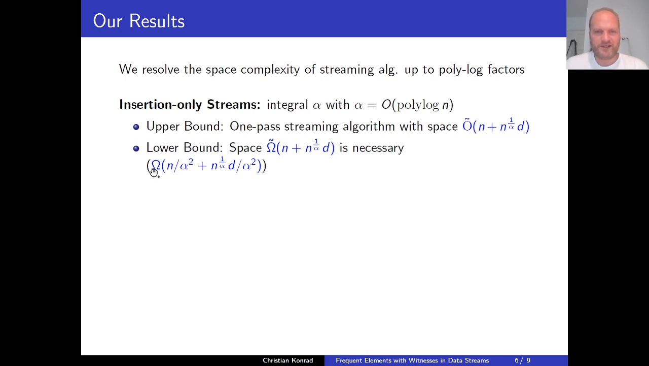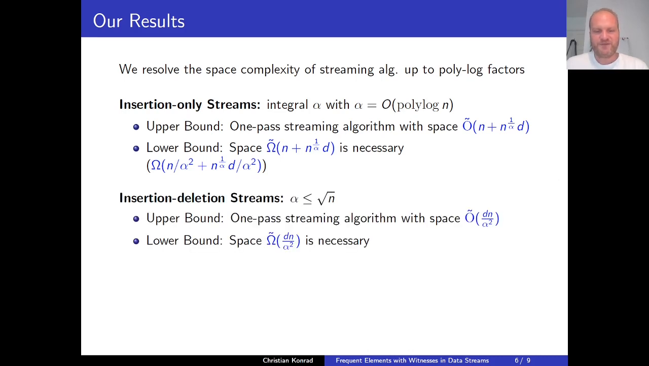So in fact, the lower bound more precisely is this expression. We divide both terms, n and n to the 1 over alpha times d, by alpha squared. But for polylogarithmic approximation factors, this sort of disappears in the omega tilde notation here. Okay, so in insertion-deletion streams, for approximation factors up to root n, we have an algorithm with space d times n divided by alpha squared, and we also match this space requirement up to polylogarithmic factors with a lower bound. This shows that the problem is much harder in insertion-deletion streams.